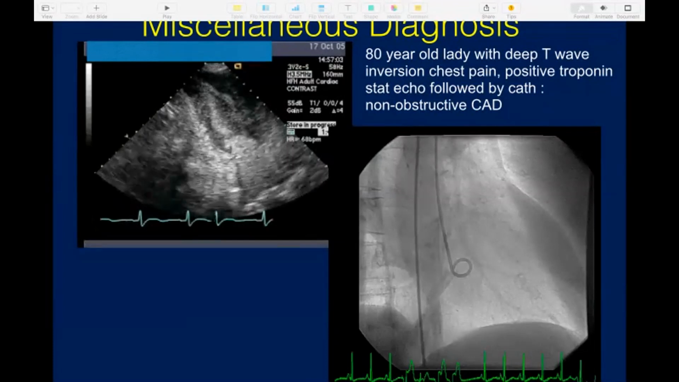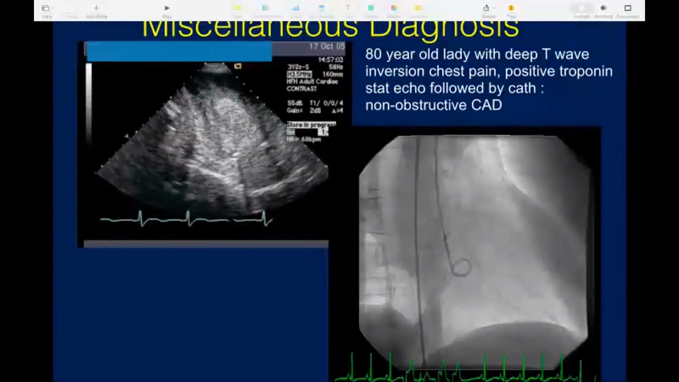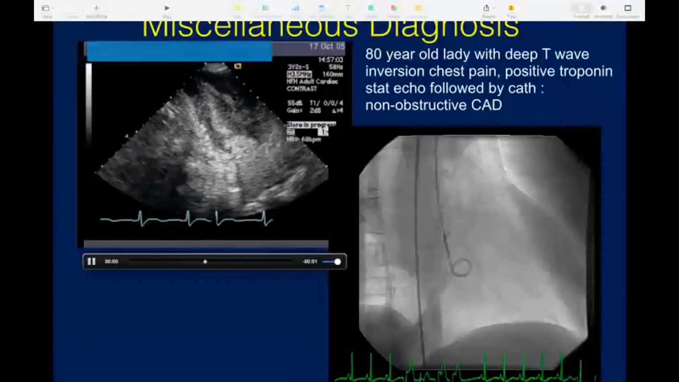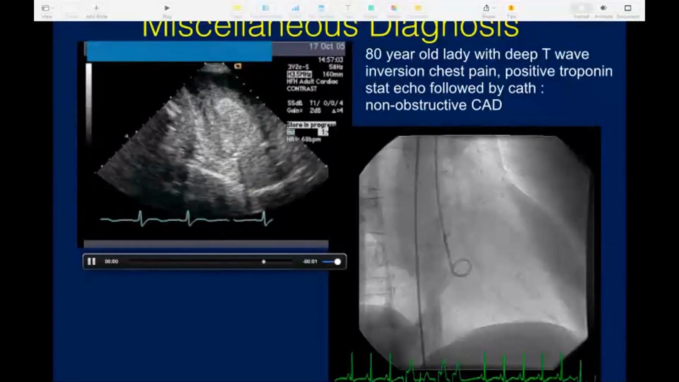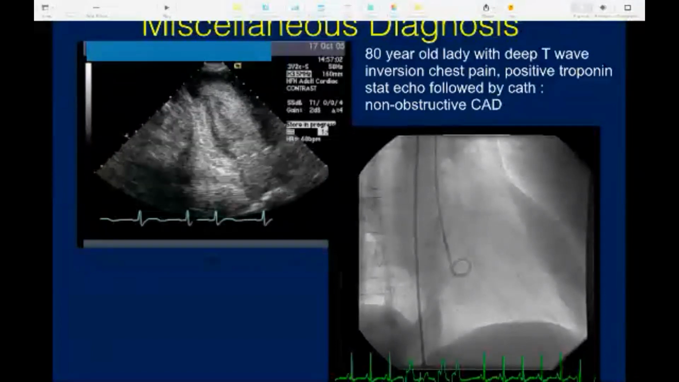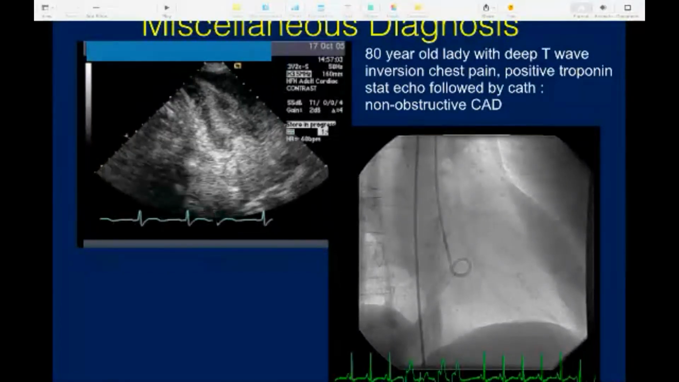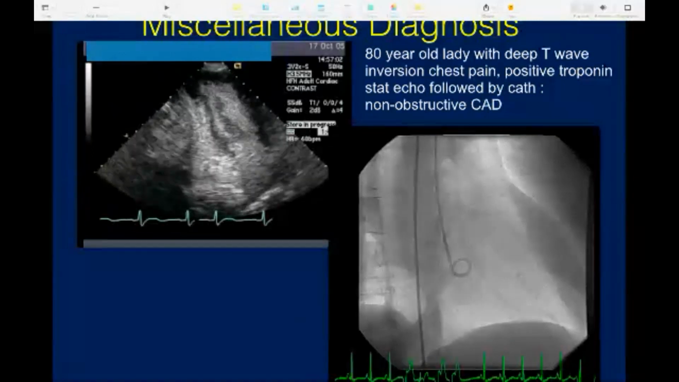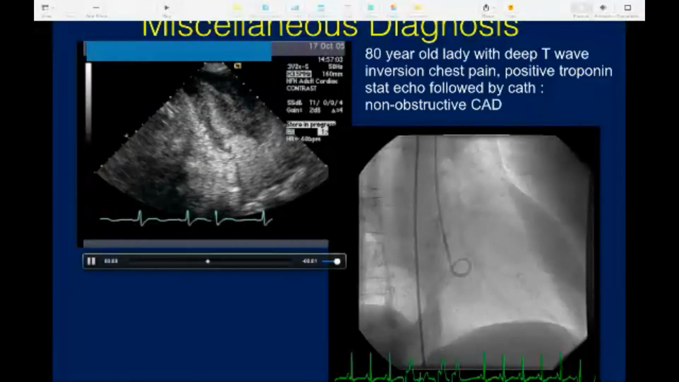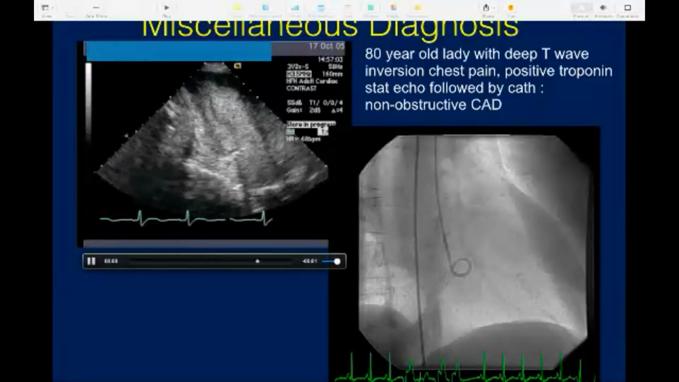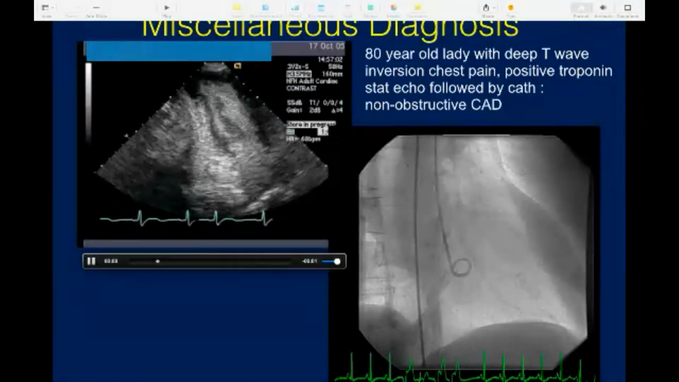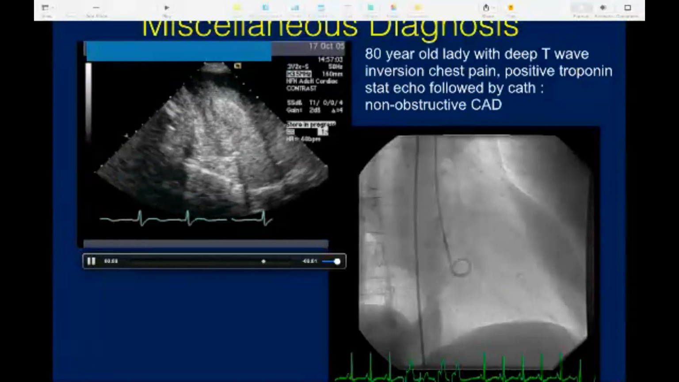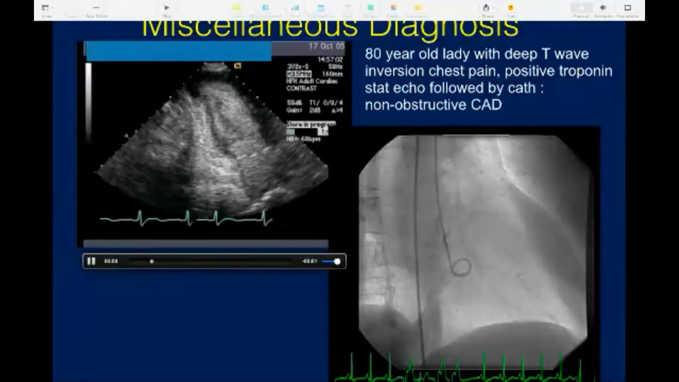So a couple of miscellaneous cases that I wanted to share with you is LV morphology definition with contrast. This is an 80-year-old patient with deep T-wave inversions, chest pain, and positive troponin. She underwent a stat echo in the ER followed by CAT, which showed non-obstructive CAD. Now, observe here, this was a very challenging echo, but the sonographer did a great job in giving contrast, which then brought out this additional wall motion abnormality, like a hinge point at the mid and distal portion.